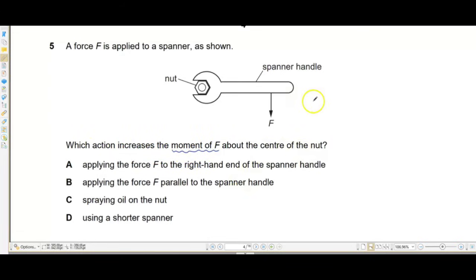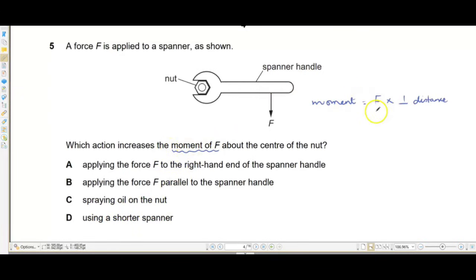First thing that we should know is that moment is equal to force into the perpendicular distance to the force, to the pivot. Now look at the options: applying the force F to the right hand end of the spanner handle, applying the force F parallel to the spanner handle, spraying oil on the nut and using a shorter spanner. So they've asked us which action is going to increase the moment of F.